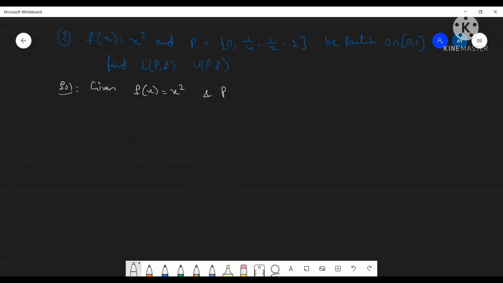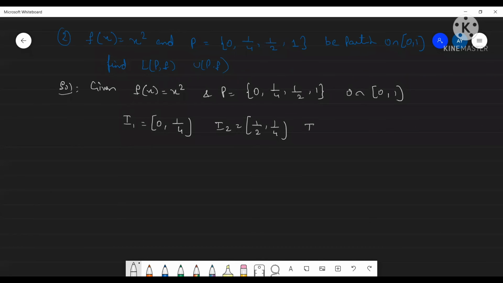And then what is the partition? P is equal to 0, 1 by 4, 1 by 2 and 1. This is the partition on 0, 1. So what will be the intervals? Tell me, what is I1? I1 equals 0, 1 by 4. I2 is equal to 1 by 4, 1 by 2. And I3 is equal to 1 by 2, 1. These are the subintervals of 0, 1.